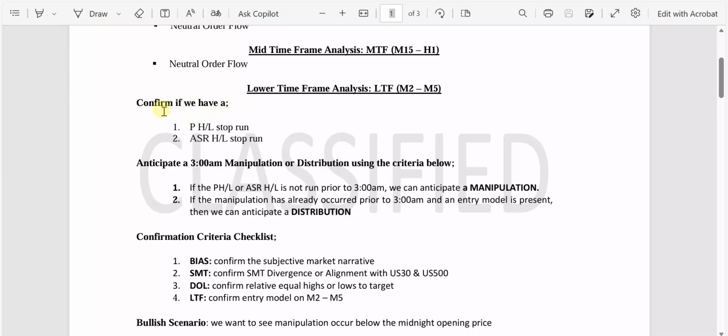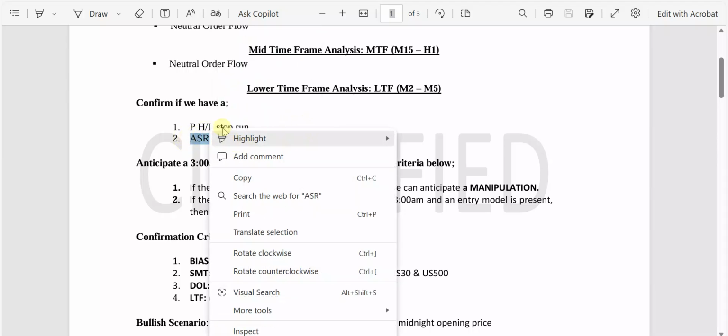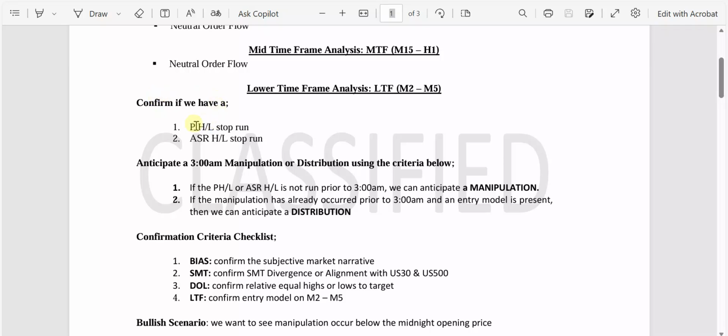So let's begin. First of all, we have to confirm if we have a stop run on the previous high or low, or a stop run on the Asian session range high or low. So we are interested in looking for a stop run. If you can identify a stop run on these levels here, the previous high or low, or the Asian session range high or low, then that is the first signature that you can identify on the lower time frame.